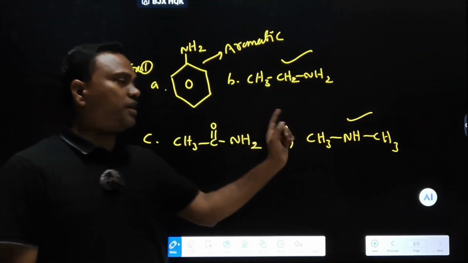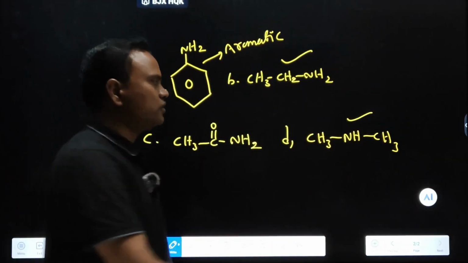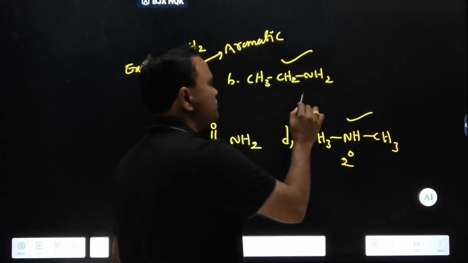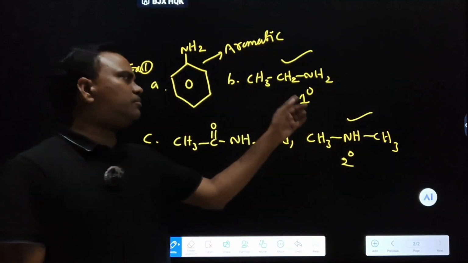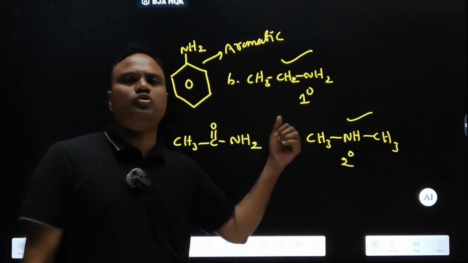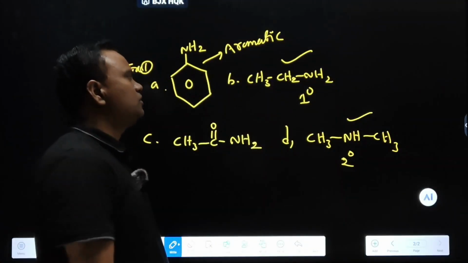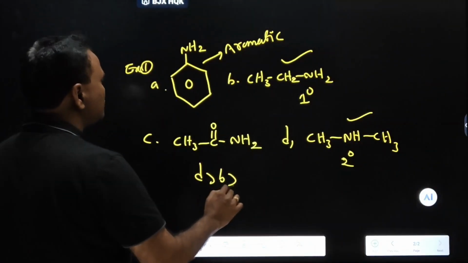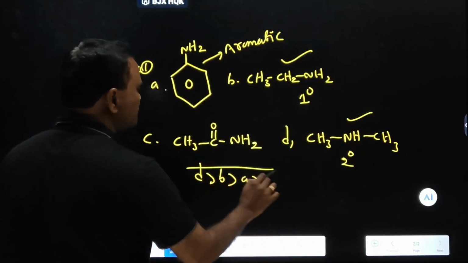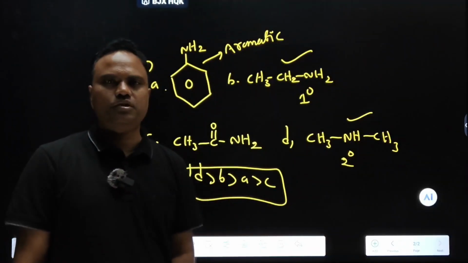Both are aliphatic only, but which is 2 degree amine? This is 2 degree amine, right? This is 1 degree. Both are aliphatic. Both will be more basic. But if you compare these two, which is more basic? D is more basic because this is 2 degree amine. Got it? So what is overall basic nature? D greater than B greater than A greater than C. C is least basic. Why? Because C is amide. Amides are least basic. Clear?